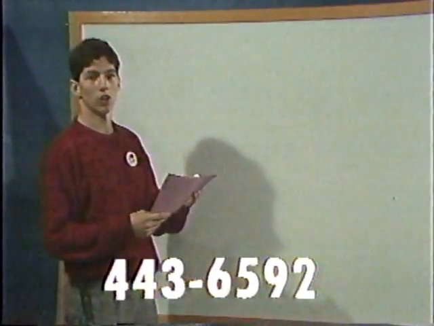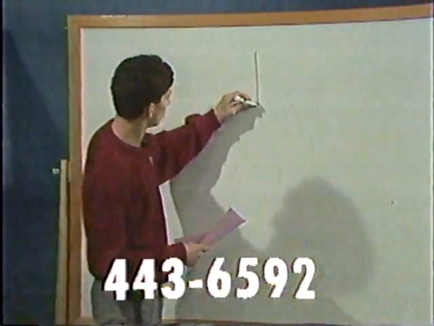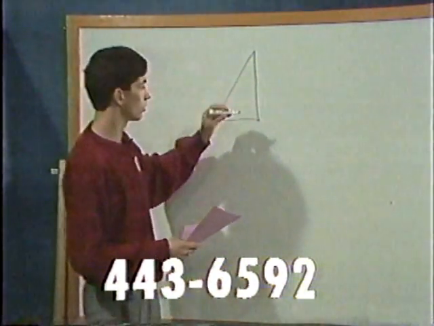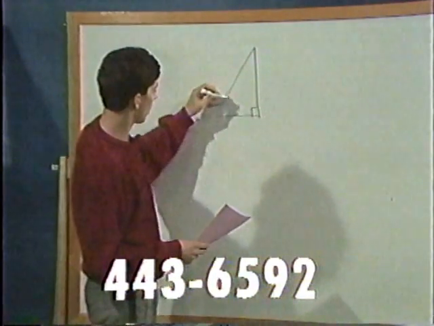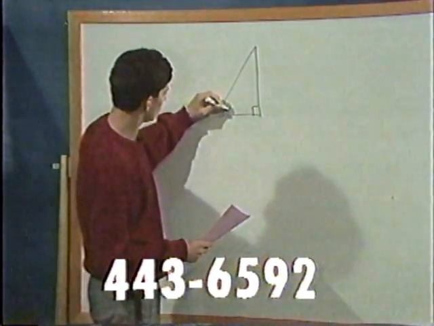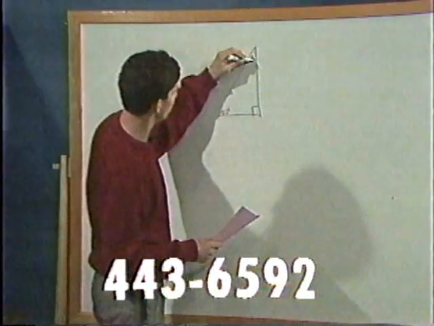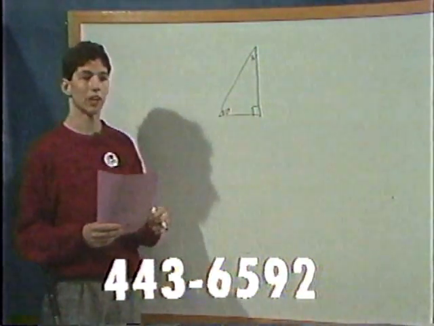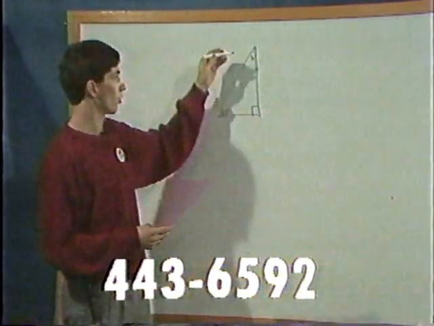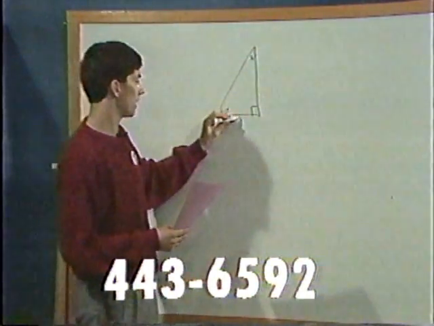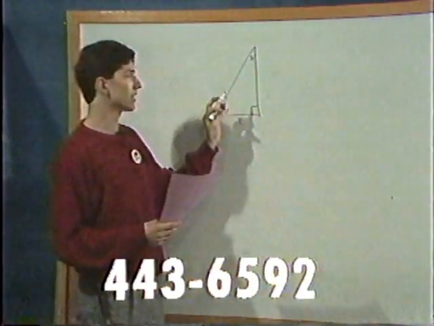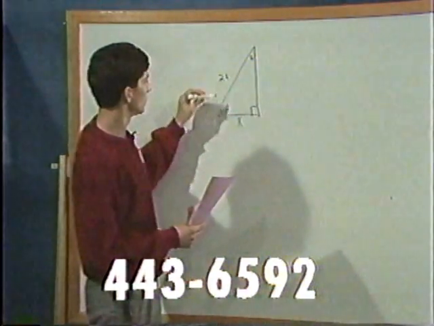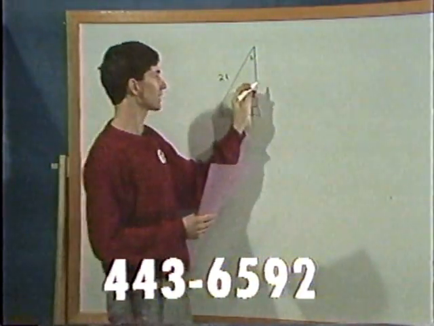First of all, we draw our 30-60-90 triangle and label the angles as such: 90, 60, and 30. The formulas for a 30-60-90 triangle will be the shorter leg, or the leg opposite the 30-degree angle, will be x. The longest leg, the leg opposite the 90-degree angle, will be 2x. And the in-between leg will be x radical 3.